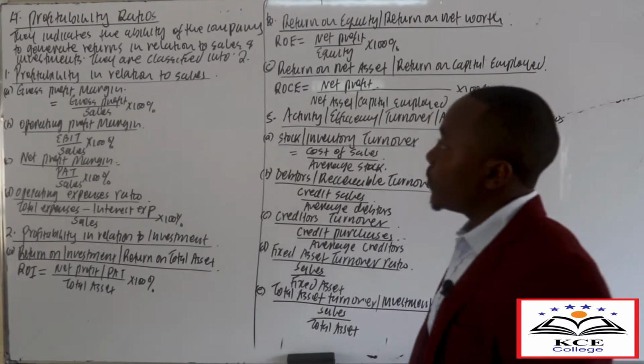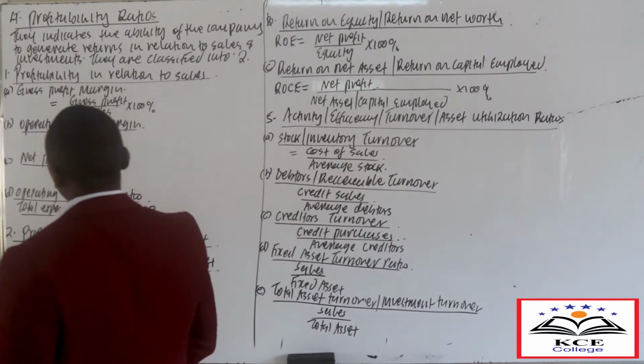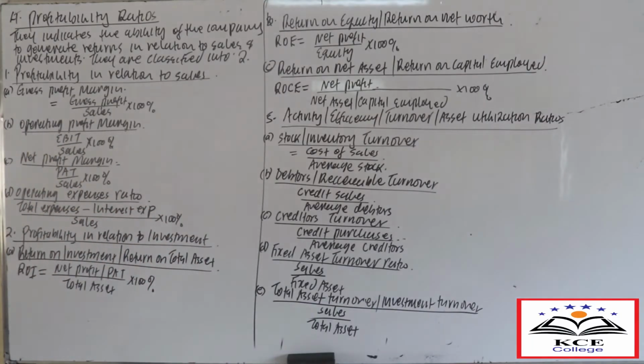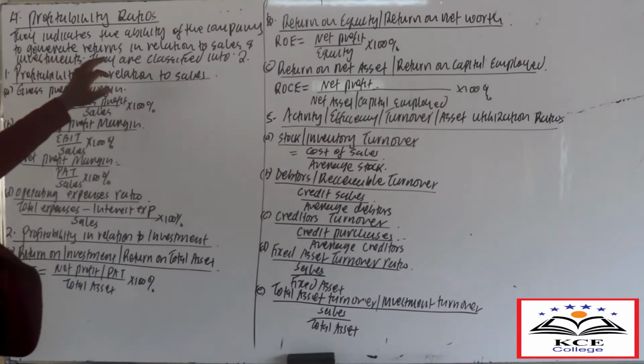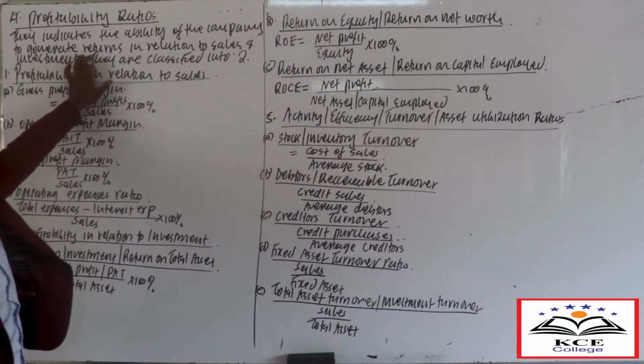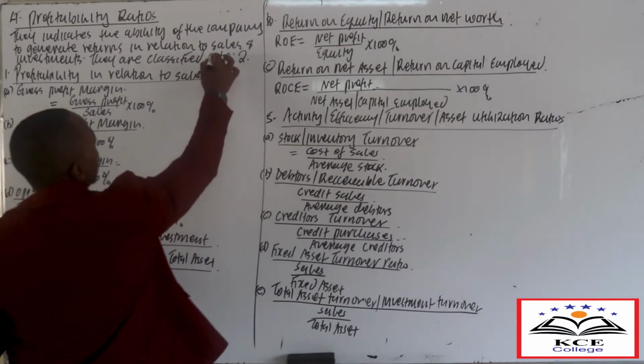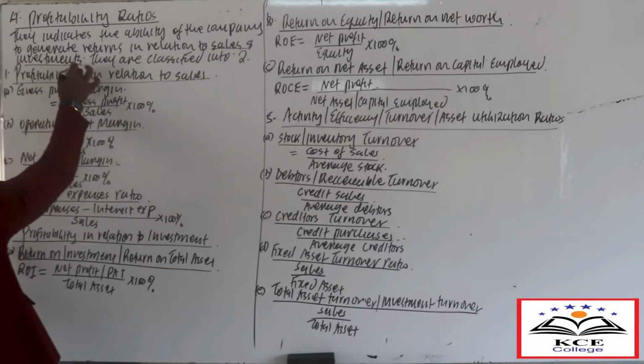So now let's go to the fourth category of ratios. That's the profitability ratio. Now, profitability ratio indicates the ability of the company to generate returns in relation to sales and investment. And profitability ratios are classified into two. We are saying that it indicates the ability of the company to generate returns in relation to sales and investment.